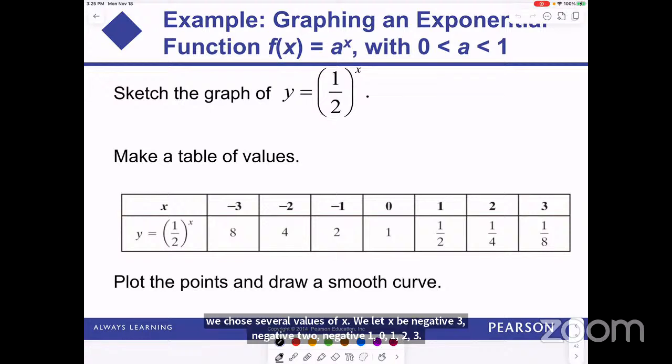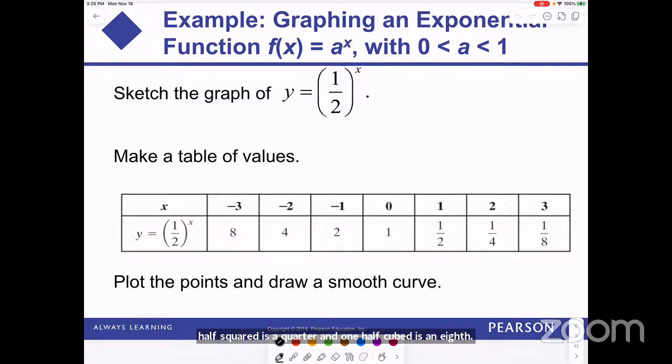And in this instance, it's probably a little bit easier to go forward. So if we start with x being -3, then 1/2 to the power of -3, the negative causes the fraction to flip. So it's really 2 to the power of 3, which is 8. 1/2 to the power of -2 is 4. 1/2 to the power of -1 is 2. 1/2 to the power of 0 is 1. 1/2 to the power of 1 is itself. 1/2 squared is a quarter. And 1/2 cubed is an eighth.